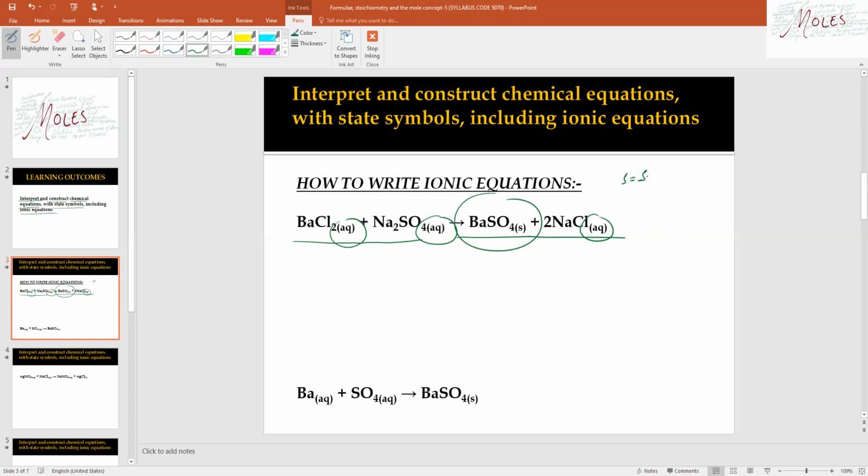s: the substance exists in the solid state. l indicates that the substance exists as a liquid, or in a liquid state. l: the substance exists in a liquid state.